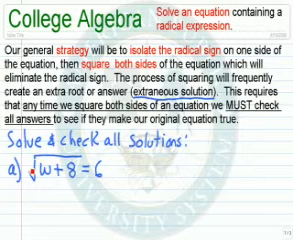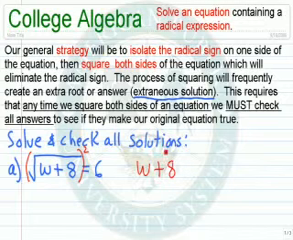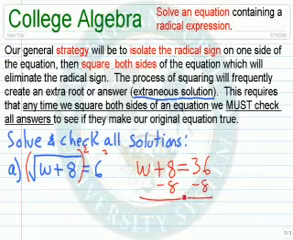Now, since the square root is the only thing on the left-hand side of the equation, we can square the left-hand side. Squaring and square root undo each other, so we're left with w plus 8. On the right-hand side, we square this. 6 squared equals 36. And now this is a nice linear equation to solve. If we subtract 8 from both sides of the equation, we wind up with w equals 28.